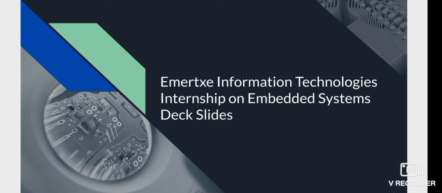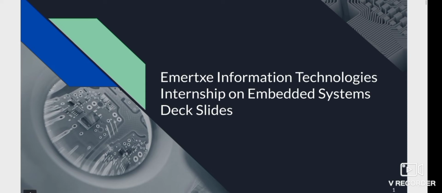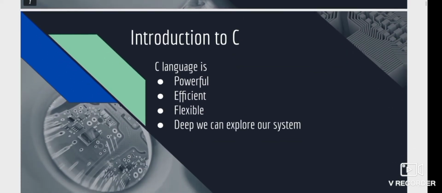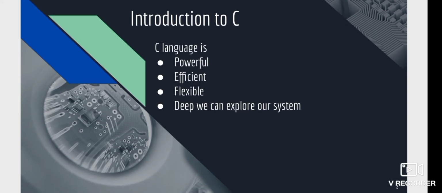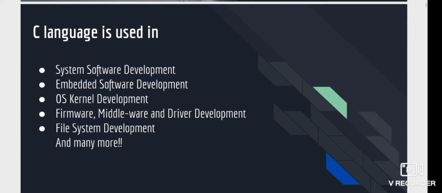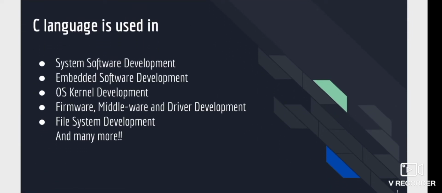First of all, coming to C language, C is a high level and general purpose programming language that is ideal for developing firmware or portable applications. C language is powerful, efficient, flexible, and deep. We can explore our systems. C language is used in system software development, embedded software development, operating system kernel development, firmware, middleware, and driver development, file system development, and many more.